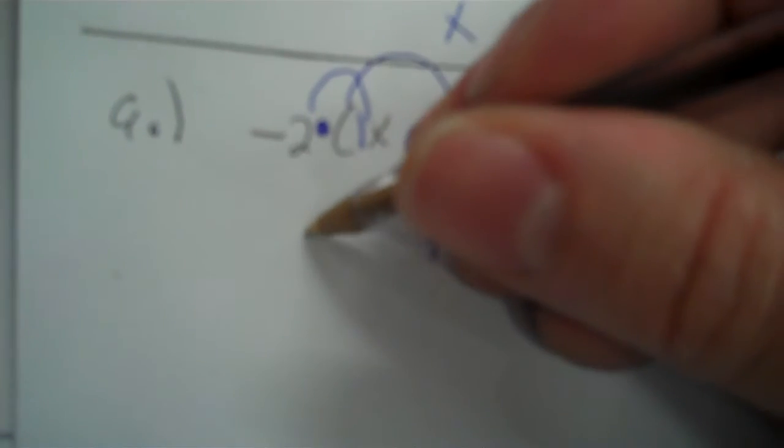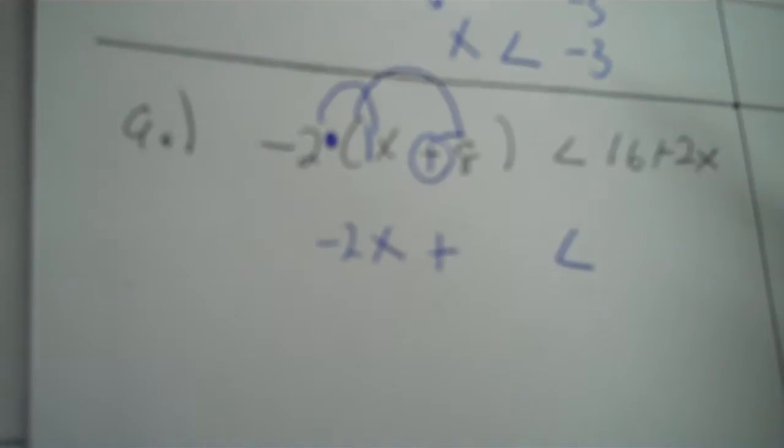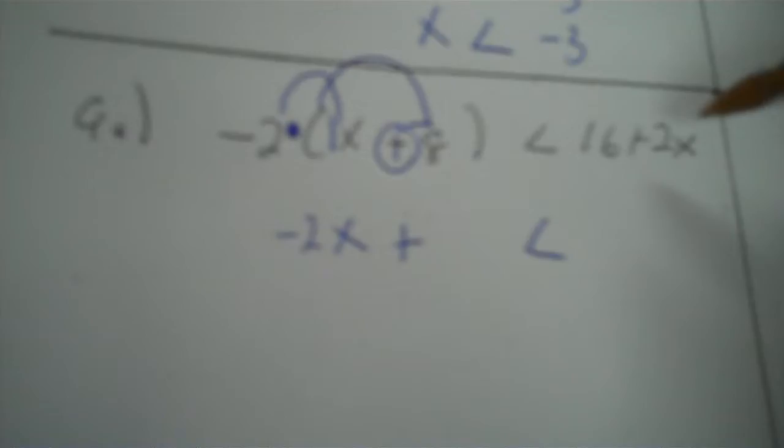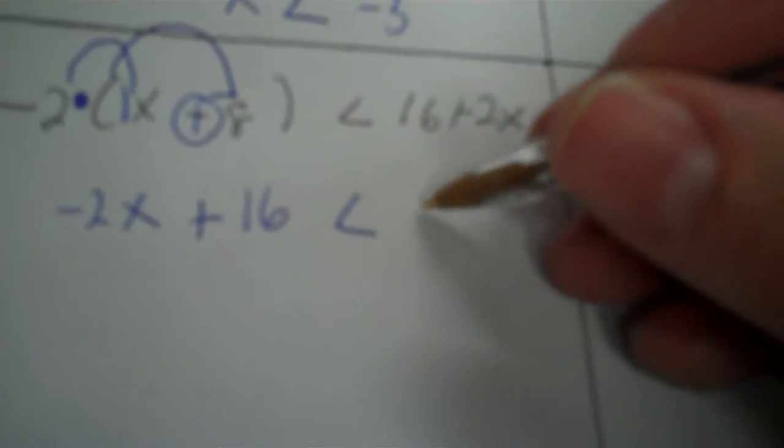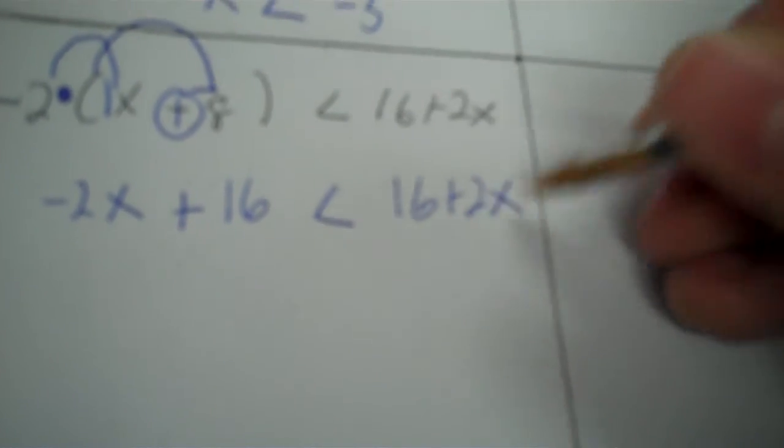So negative 2 times 1x is negative 2x. Some of you are like, oh, you're multiplying by negative. Yeah, but it's not on both sides. Okay, so that's 16. See, the other side is unaffected by that.